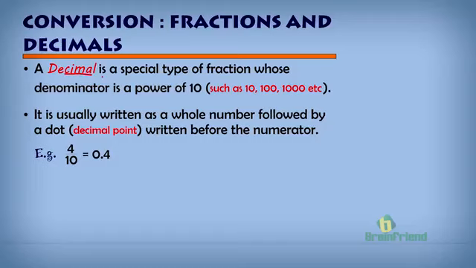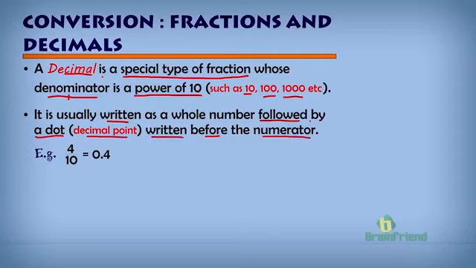All right? A decimal is a special type of fraction whose denominator is a power of 10. That is, it could be 10, it could be 100, it could be 1,000, it could be 1 million, different powers of 10. Our denominator is a power of 10. It is usually written as a whole number followed by a dot. We call it a decimal point, all right? Written before the numerator. 4 over 10, for instance, is a fraction.